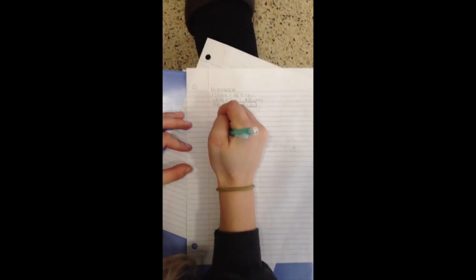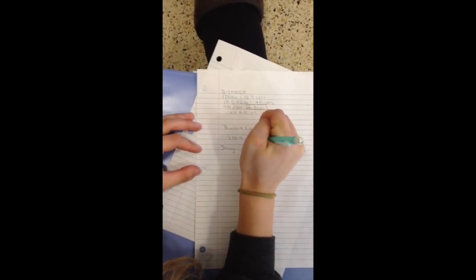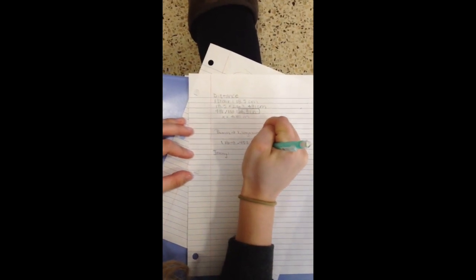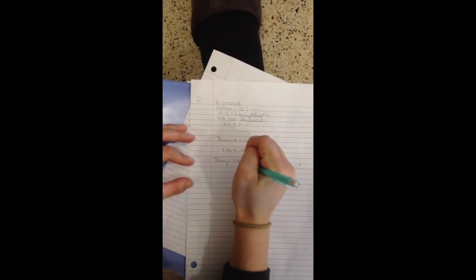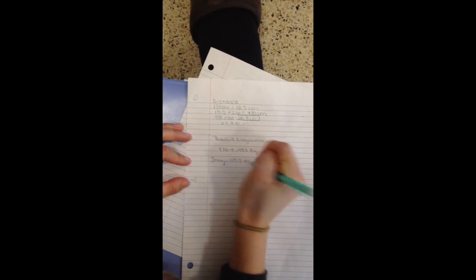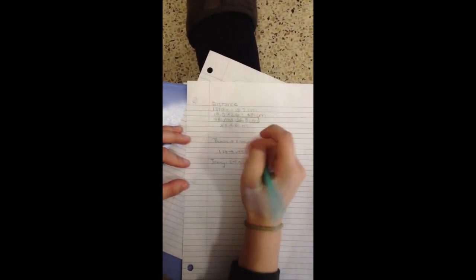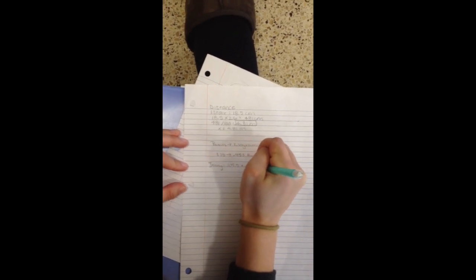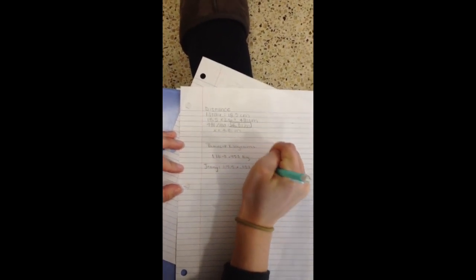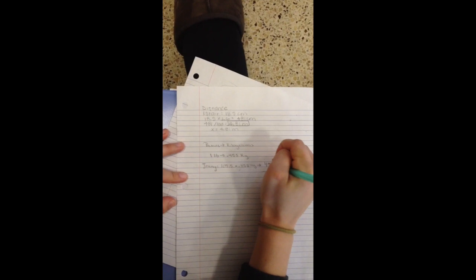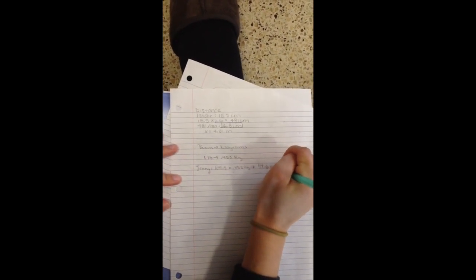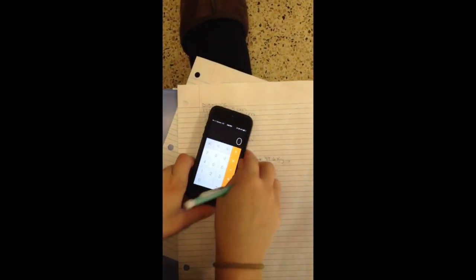Right now we are finding my weight in kilograms. I am 109.5 pounds, and we are converting that to kilograms. You take 109.5 divided by 4.53, sorry, times 4.53, Mr. U, and you will get the answer of 49.6 kilograms.